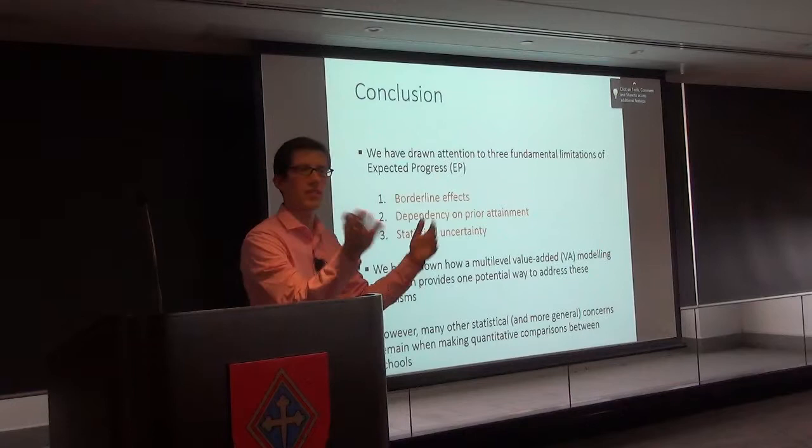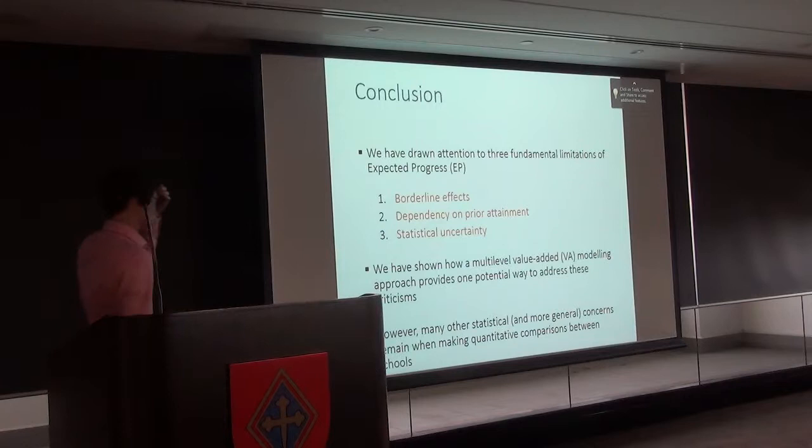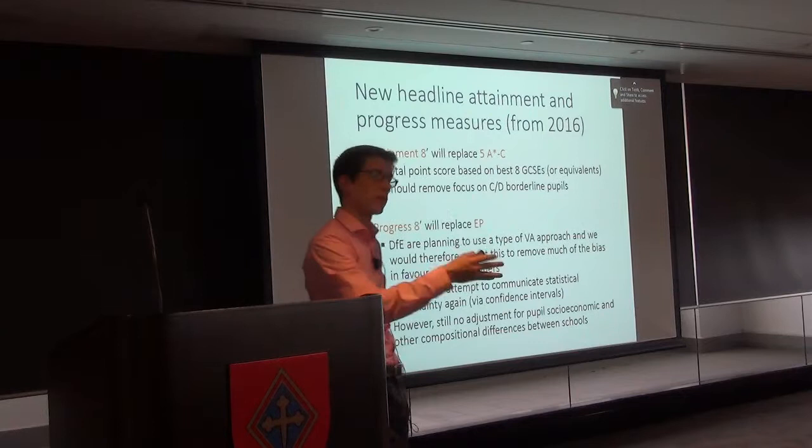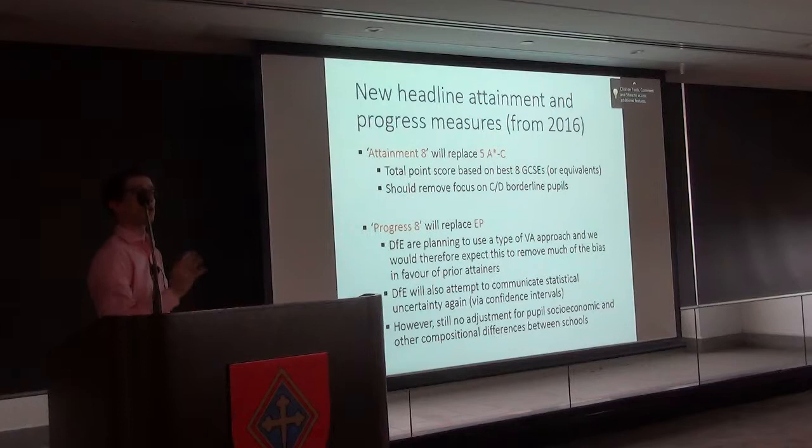All the teaching to the test type arguments, the stress for the kids involved, is this a useful exercise, and so on. I should be fair to the DfE. They're getting rid of expected progress. They haven't entirely given their reasons why, but they are going to replace it with something called Progress 8, which is back to a value-added approach. They will communicate uncertainty, but they will not make any adjustments for ethnicity or free school meals or anything like that. So it's still just adjusting for prior attainment and ignoring all other factors.